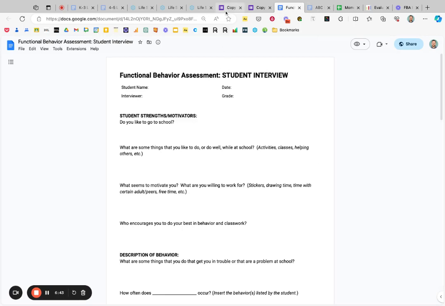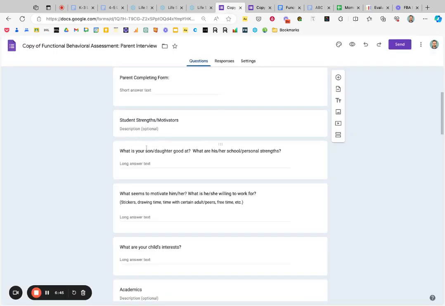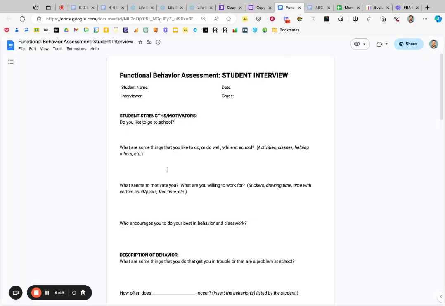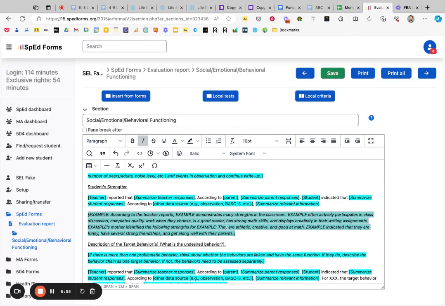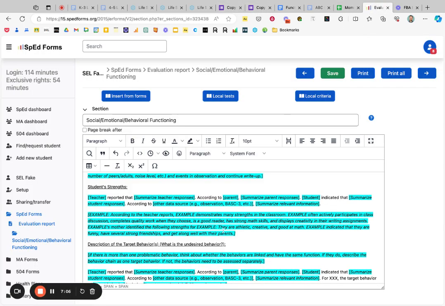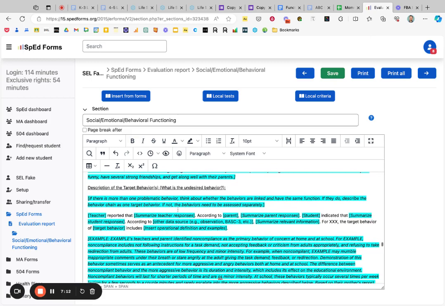But you can see student strengths, and then student strengths. So they're all pretty near the top of the interview forms, which makes your job here pretty darn easy, because you're looking at what those teachers said about their strengths. Write that out. According to the parent, what are their strengths? And then according to the student, what are their strengths? So you're answering those questions, pulling from the interviews.